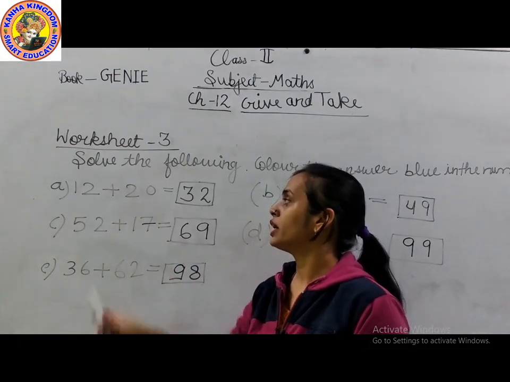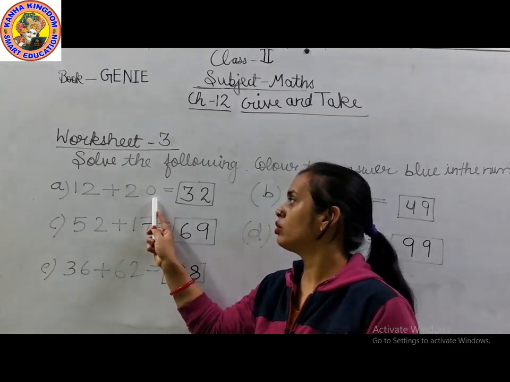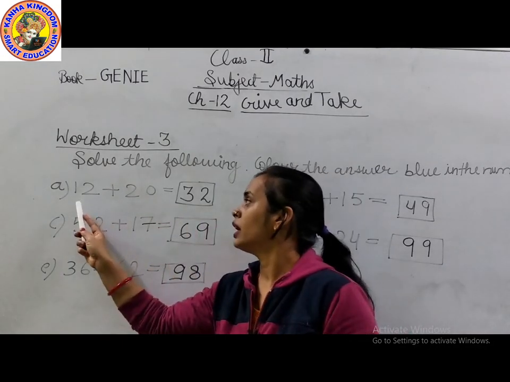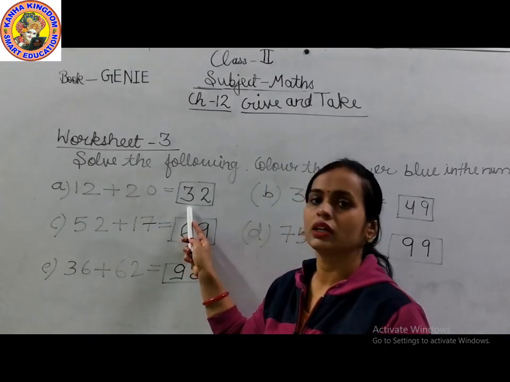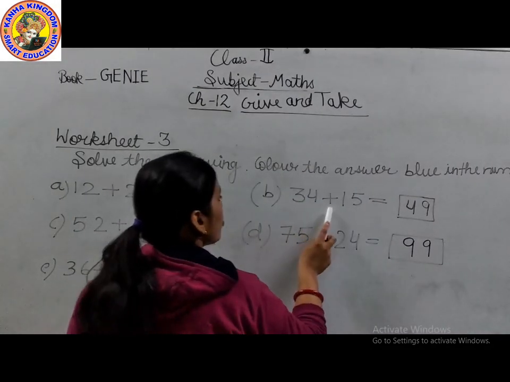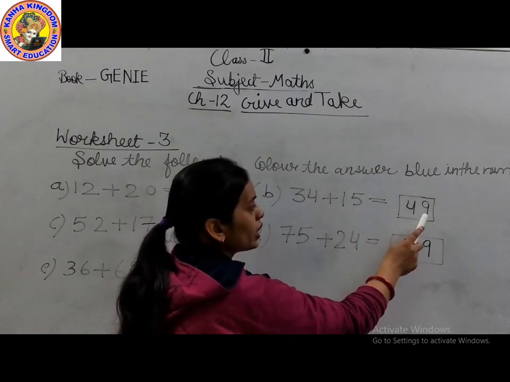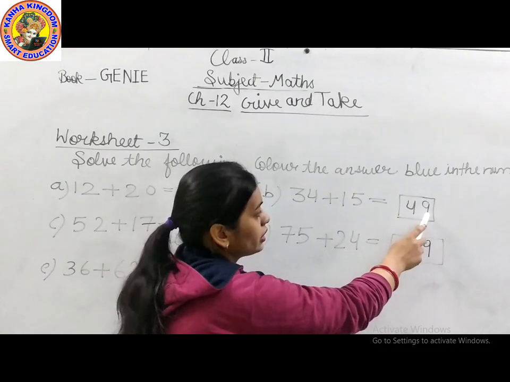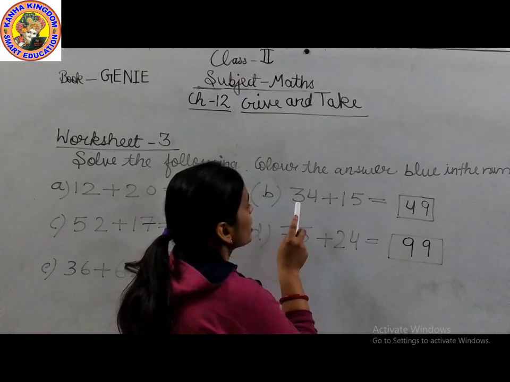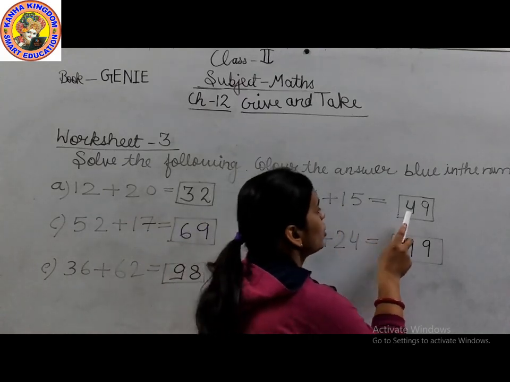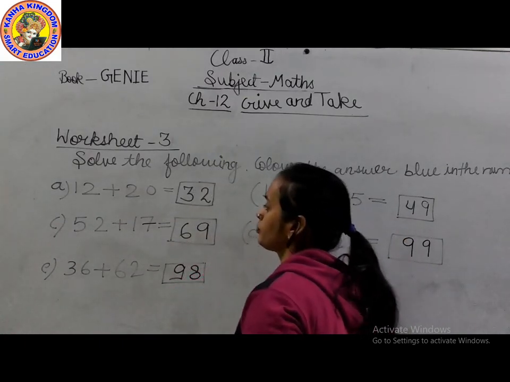So 12 plus 20, first we add the digit at the ones place, means 2 plus 0 equals to 2. Then digit at the tens place, 1 plus 2 equals to 3. Okay. Now next is 34 plus 15. So 4 plus 5 equals to 9. Write here 9 at the ones place. Then we add the digit at the tens place. 3 plus 1, 4. So 34 plus 15 equals to 49.